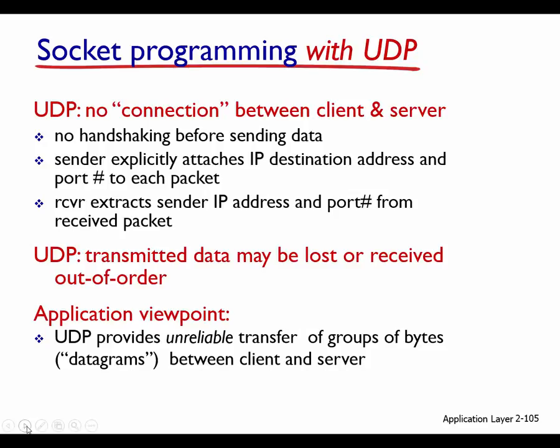Let's start off by talking about socket programming with UDP. With UDP, there's no connection between the client and the server. What we mean by that is there's no handshaking that has to occur before sending data. You're going to see the command structure in the UDP client server will be different from that in TCP. Basically, the sender explicitly attaches an IP destination and port number to each packet. The receiver extracts the sender IP address and port number from the received packet.